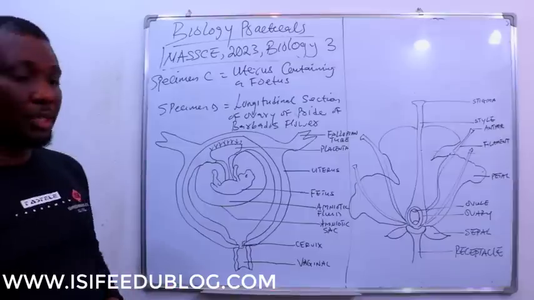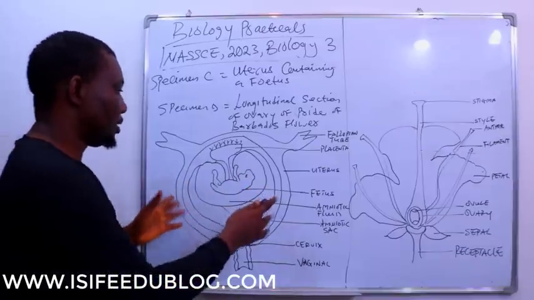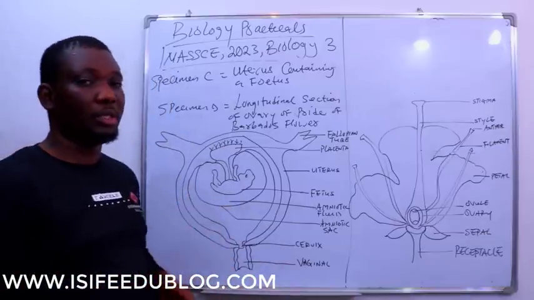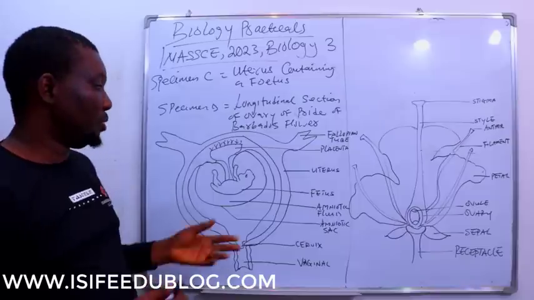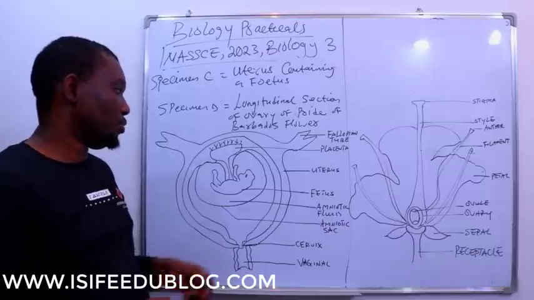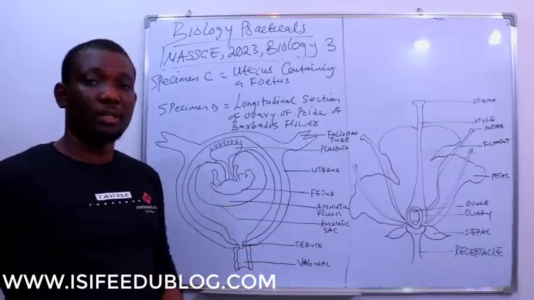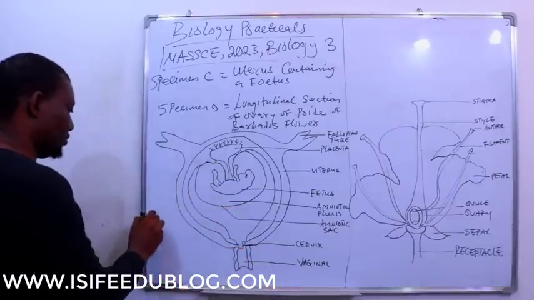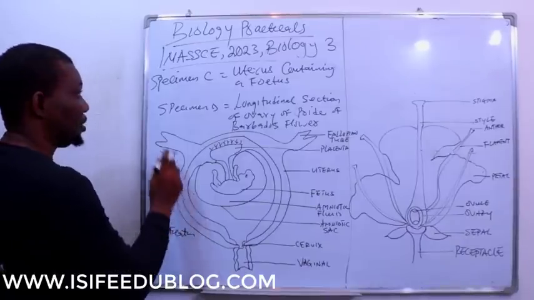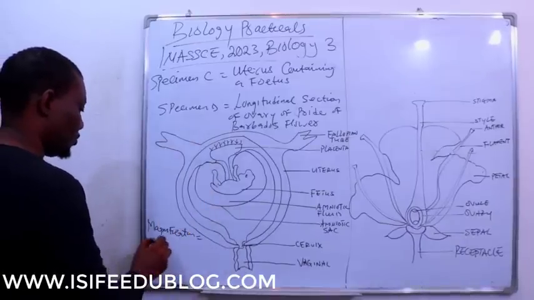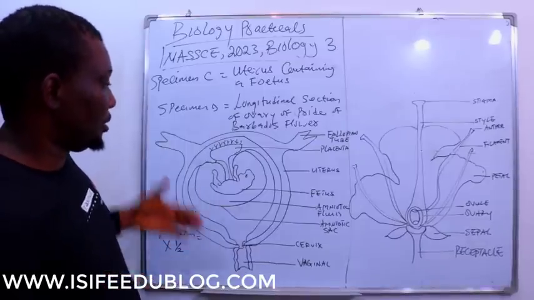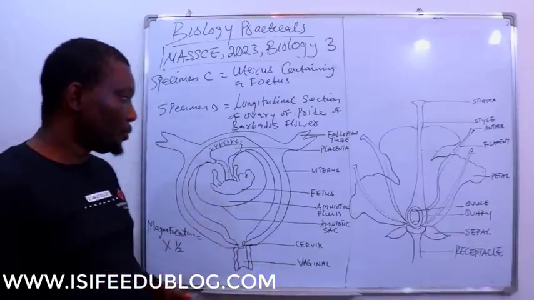Okay, it appears that the size of this in a model, supposing it is provided, is actually going to be much bigger than the size of what you should draw. So it appears that you're going to draw half of the size of this, which means magnification of this. Supposing you're asked to draw specimen C, the magnification will be times 1 over 2. Okay, it's going to be times half because it appears that this is big.